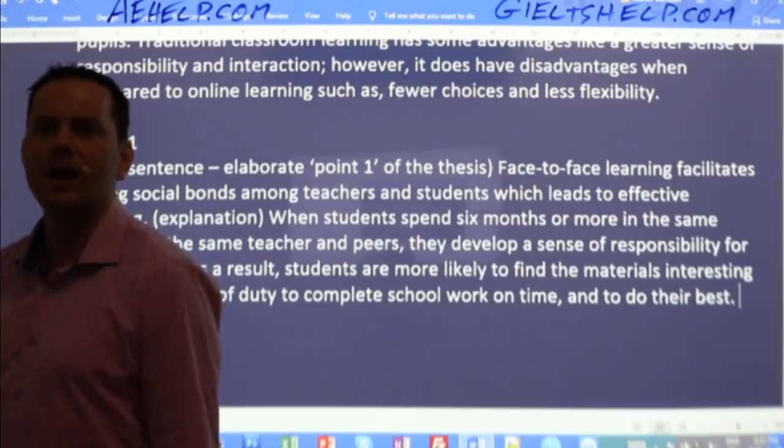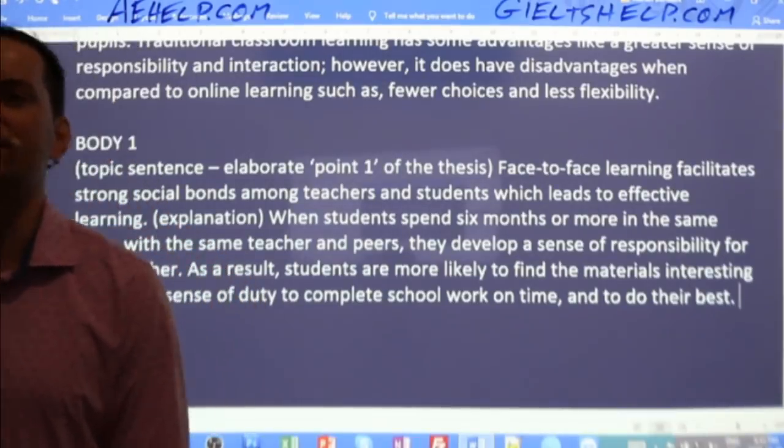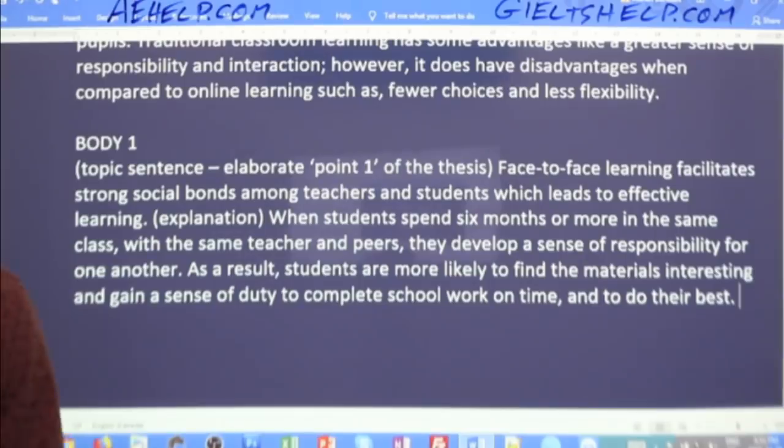All right. Preeti says, students spend immense time in classroom with their teachers and peers, which is not only to solve problems, but also to develop a sense of responsibility for one another. Preeti, very good. Okay. That's a great start.